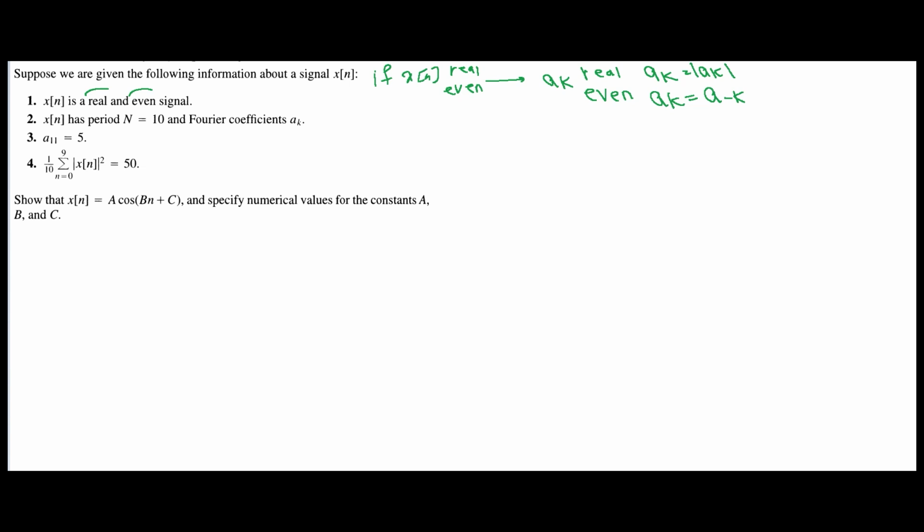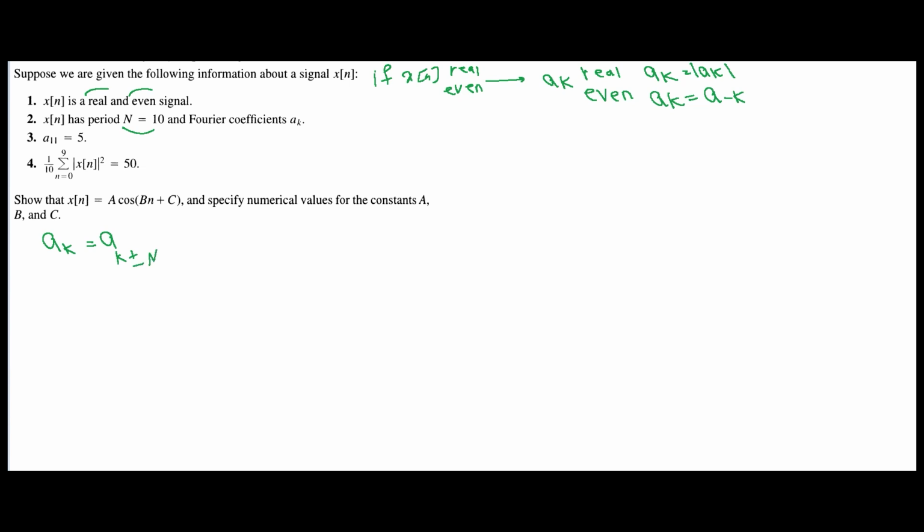Next, we are told that the fundamental period of the signal is 10. Recall another important property. The Fourier series coefficients of a discrete time periodic signal are themselves periodic, and their period is equal to the fundamental period of the signal. Since the period is 10, we have a_k equals a_{k+10}.